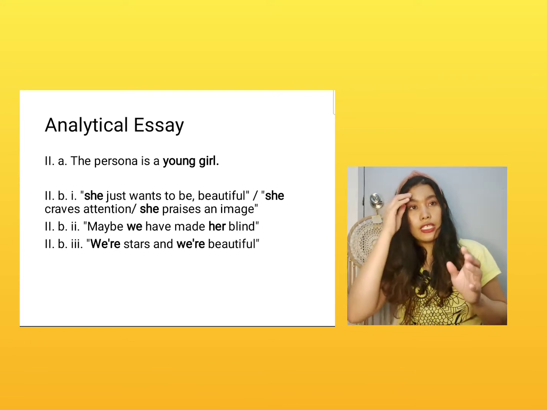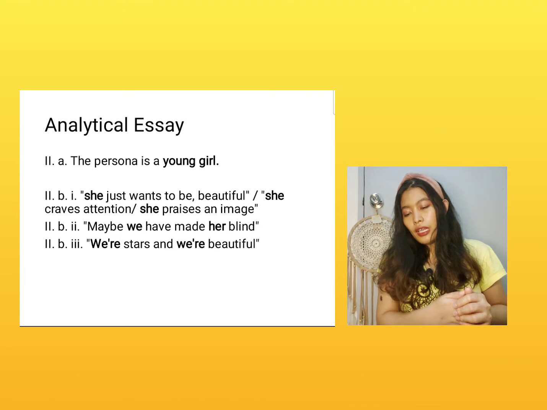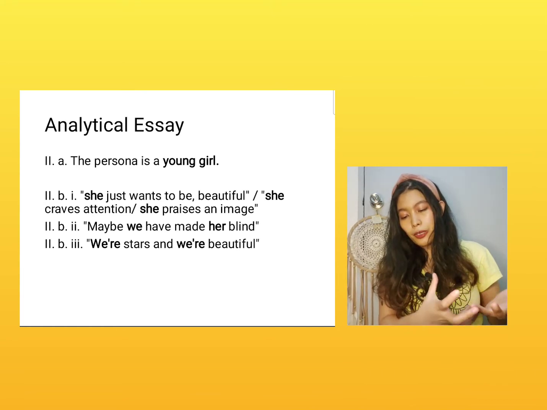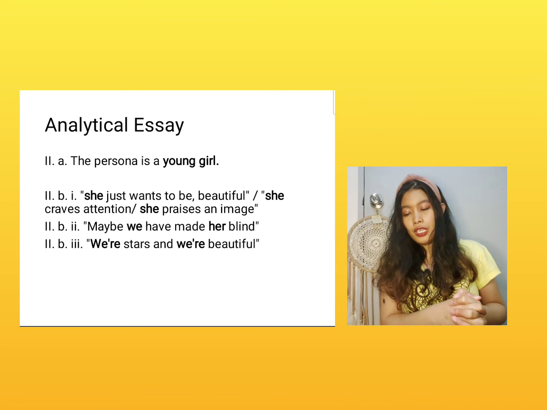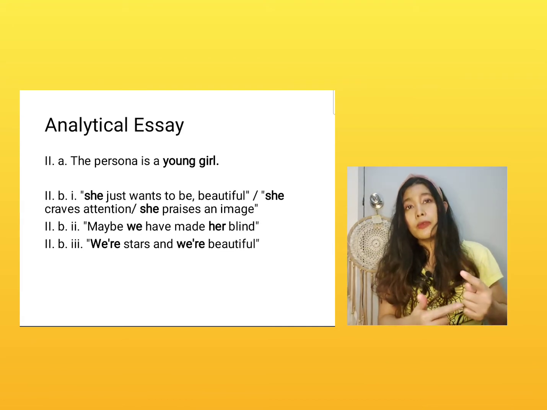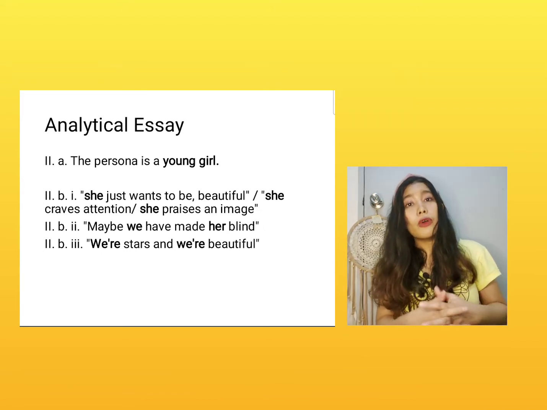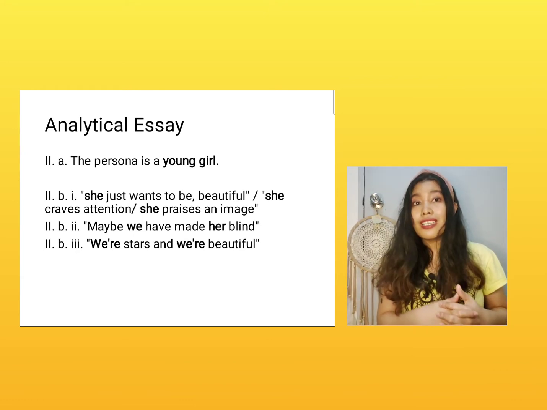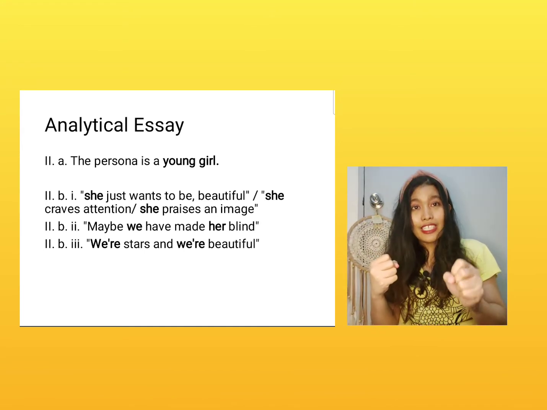It seems like the persona is observing another person, a girl. We know that the person being observed is a girl because of the use of the pronoun she, and that's evidence in the lines, "She just wants to be beautiful." What's amazing here is that the persona is aware that this girl's self-image is dependent on the validation of other people. And we can see that from the lines, "She craves attention, she praises an image." So the persona is another person observing a girl who seems to have a negative self-image.